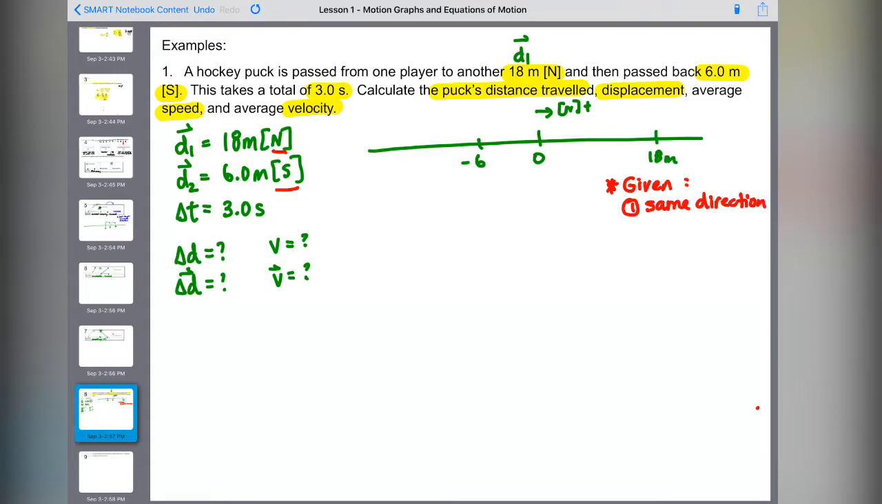And when you've done that, say in this question, whether I change to north or south is up to you. I'm just going to change everything to north. Okay. By doing that, I actually have to put a negative in front of the south and say north. Okay. So D2 is actually negative 6 meters to the north.